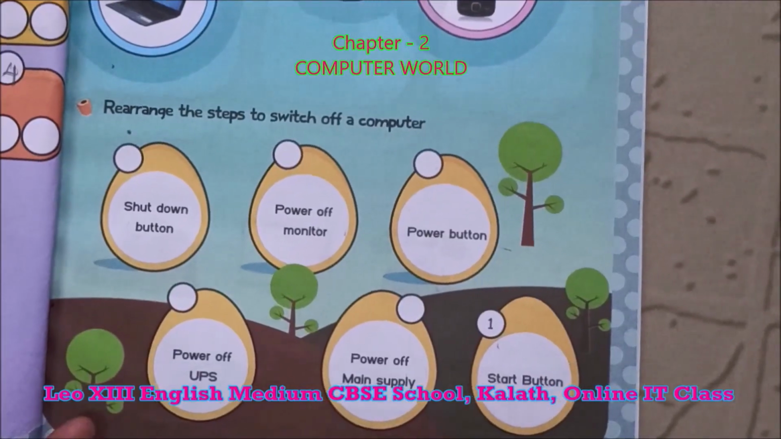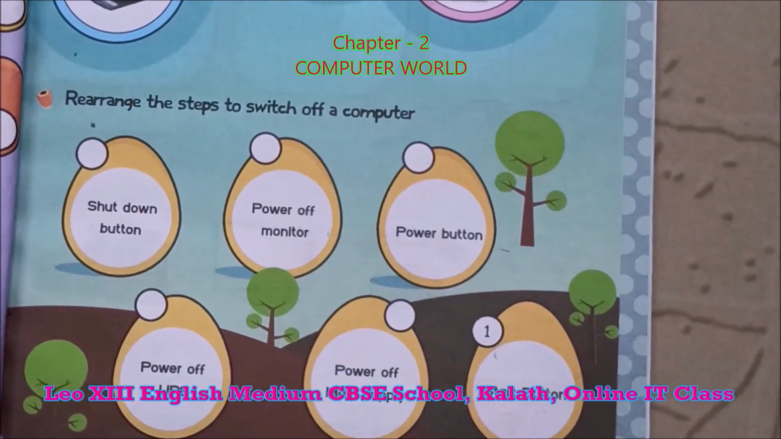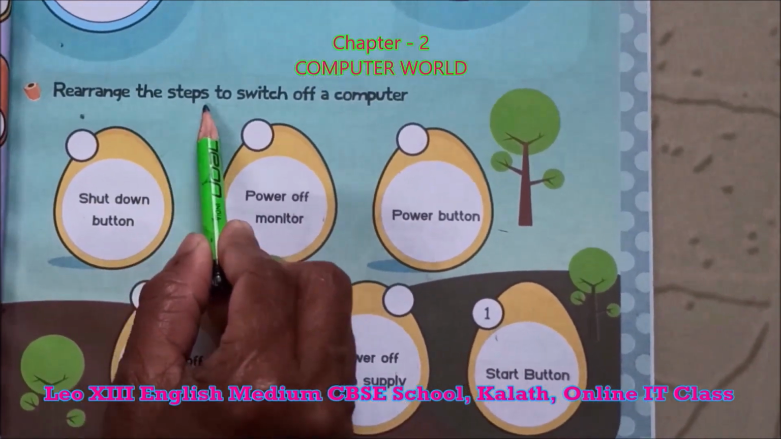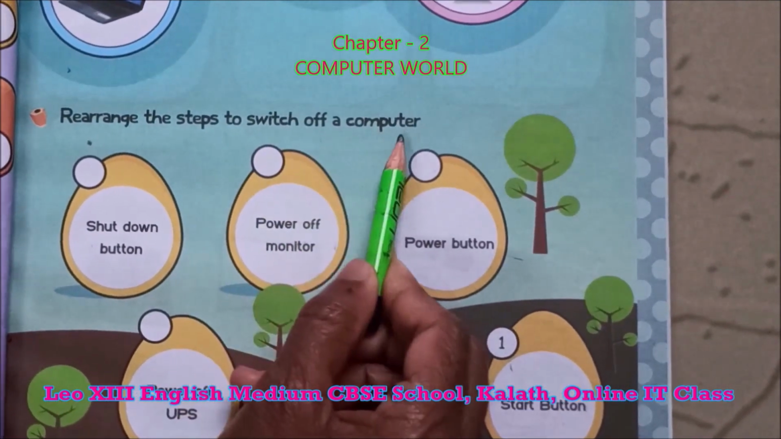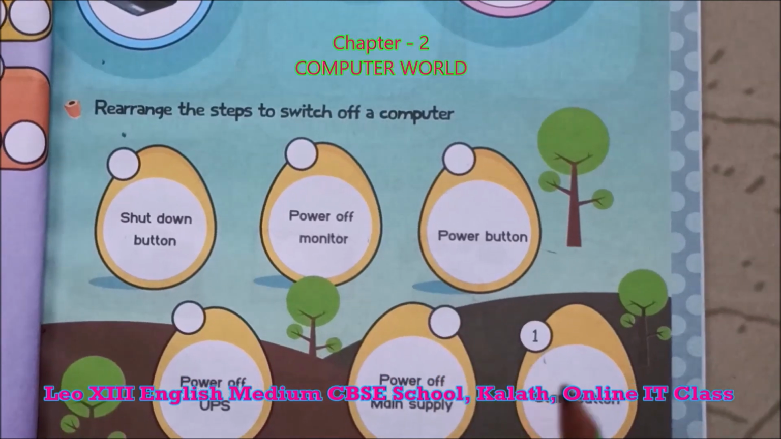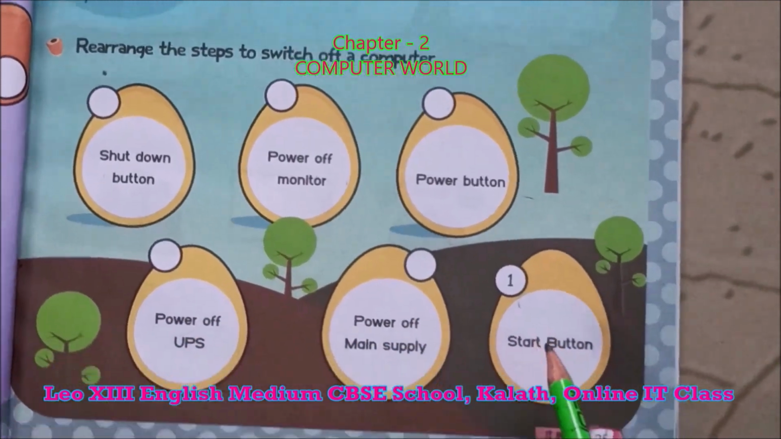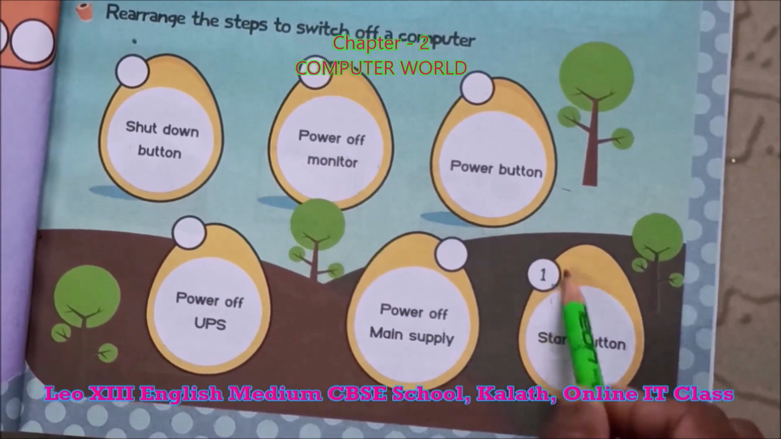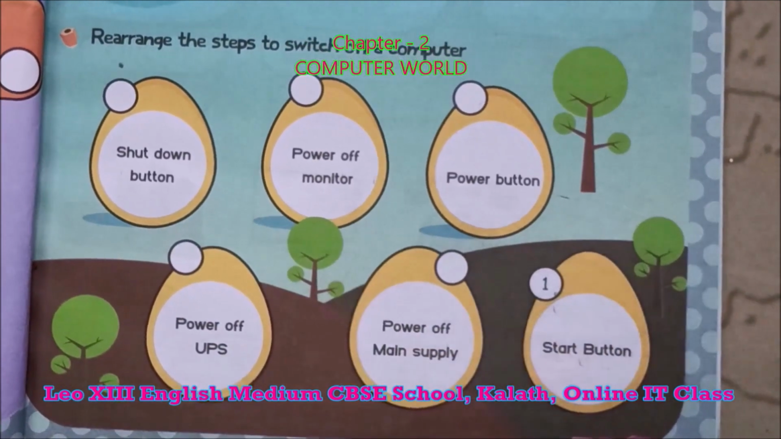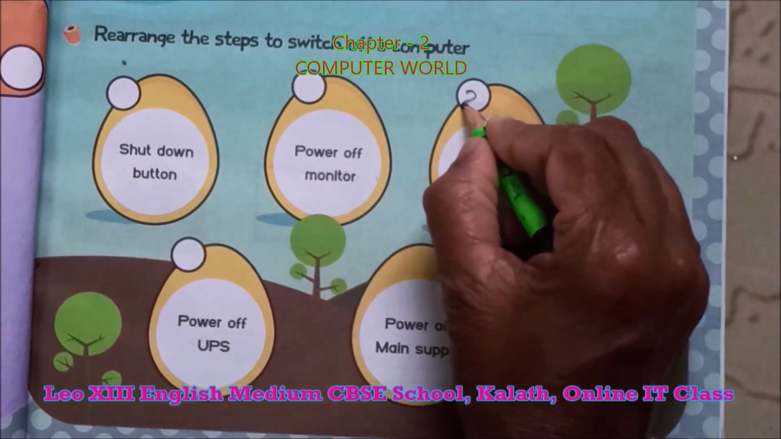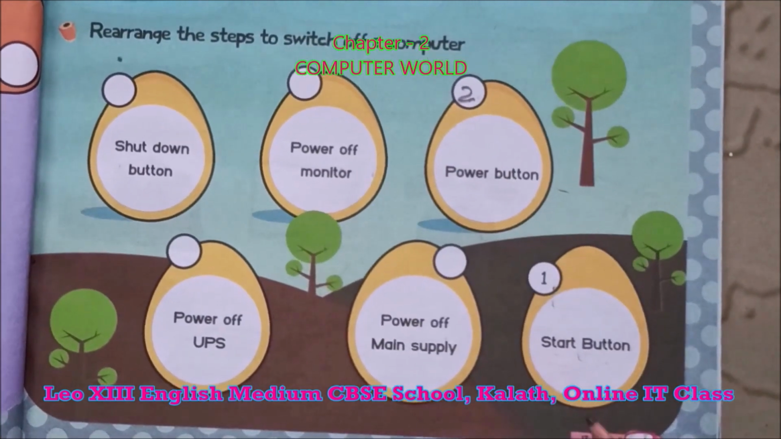Okay, the next activity is in page number 24. The question is rearrange the steps to switch off a computer. Do you know how you will switch off a computer? Already the first one is here. Start button is the first one. Which is the second button here? Yes, that is power button. This is the second one.